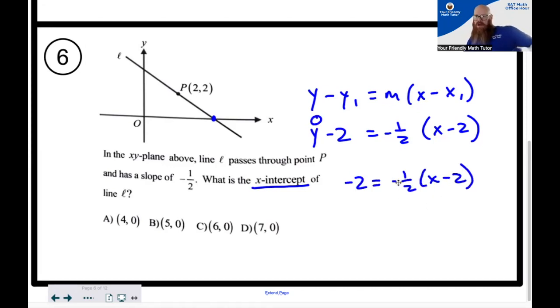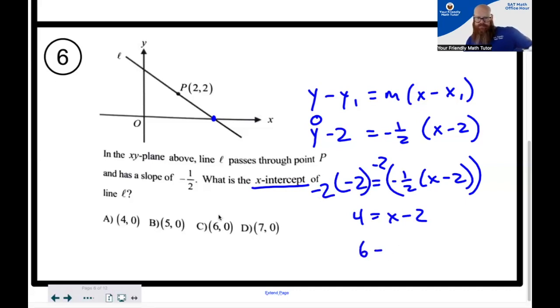and that gives you the answer. So I'm going to multiply each side by 2 to get rid of this. So, sorry, -2. So that gives me 4 equals x minus 2, right? I just said that real quick, but I should be multiplying this side by -2 and this side by -2 because -2 times -1/2 is +1. And then add 2 and I get 6.